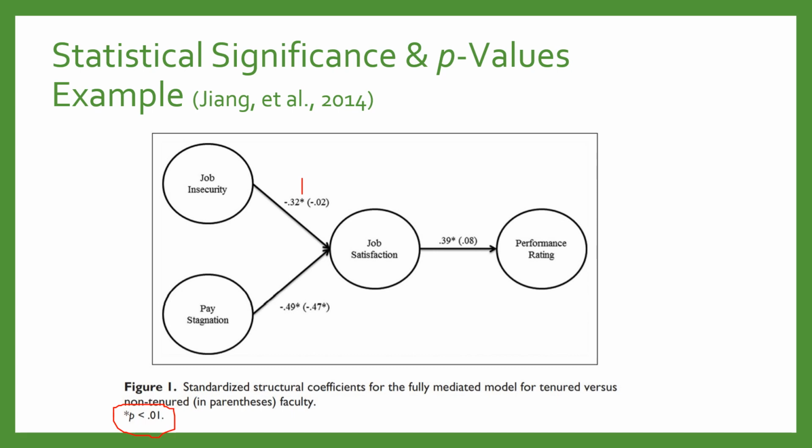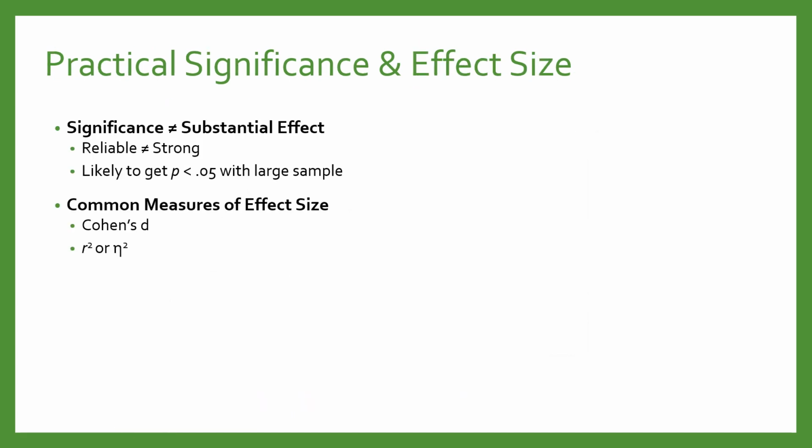But among the non-tenured faculty, we don't see as many stars, right? Because remember, the non-tenured faculty is represented by the parentheses. And so there you see that among those non-tenured faculty, the only significant relationship is between pay stagnation and job satisfaction.